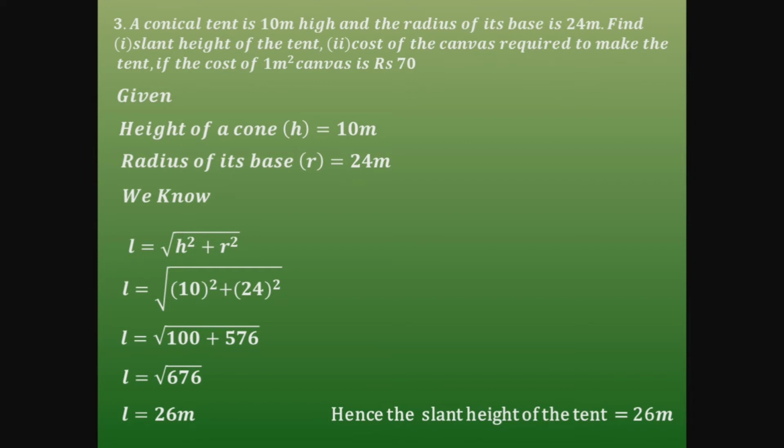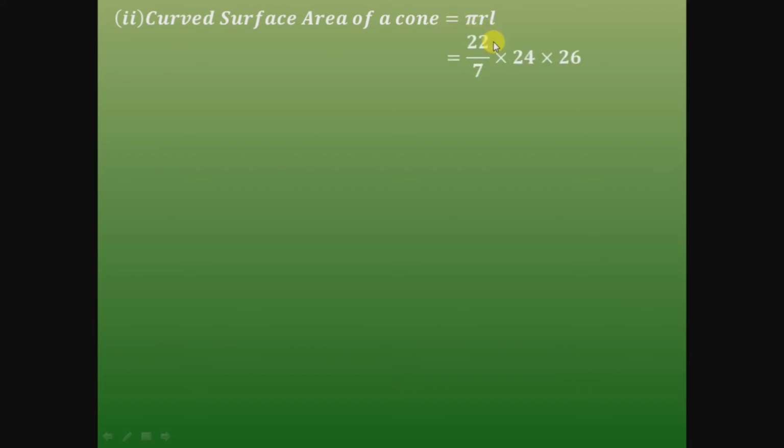Now next I need to find the cost of the canvas required to make the tent. For that I need to find the curved surface area of a cone, which is equal to pi r L. Pi means 22 by 7, into r is 24 and L is 26. So when I multiply 22, 24 and 26, I'll get 13,728 divided by 7 meter square.